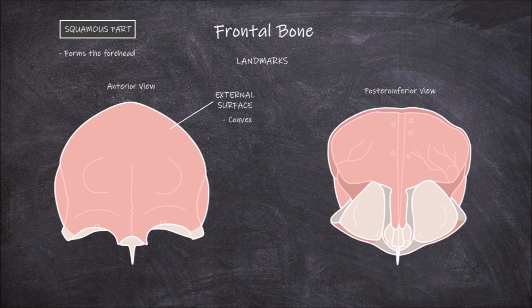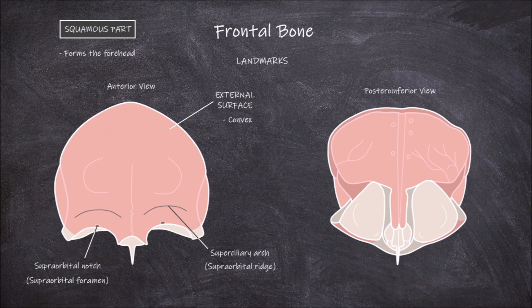On the supraorbital margin are the supraorbital notches, also known as the supraorbital foramen. Above the supraorbital margins on each side of the bone is a curved elevation known as the superciliary arch. This arch is also known as the supraorbital ridge and forms the brow ridge. Between these two arches a prominence is found. This prominence is known as the glabella. Superior to the superciliary arches are rounded tuberosities known as the frontal tubers or the frontal eminences.